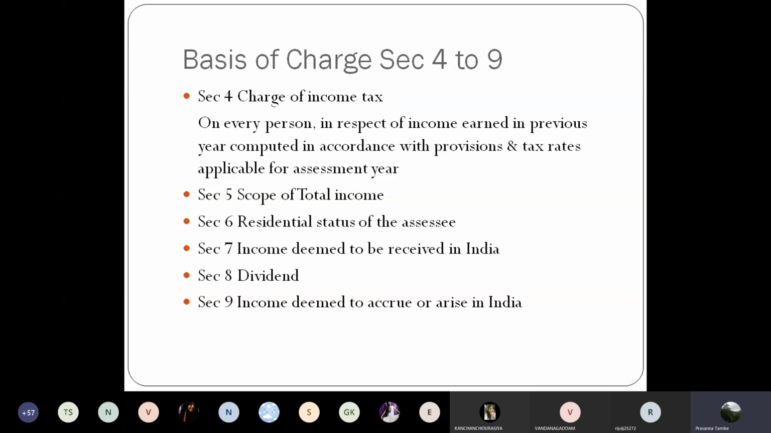Are you clear about the provisions of section 4? Yes, sir. Yes. Okay. Yes, fine.